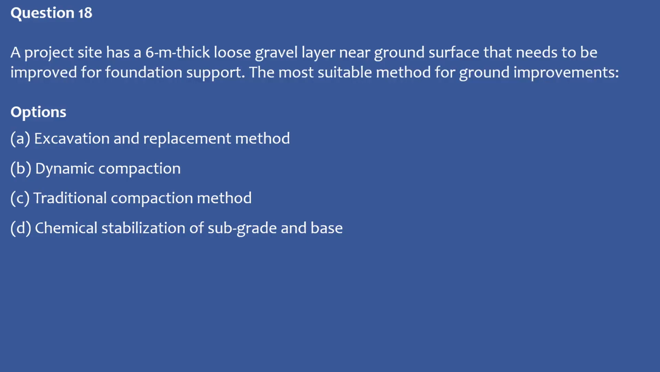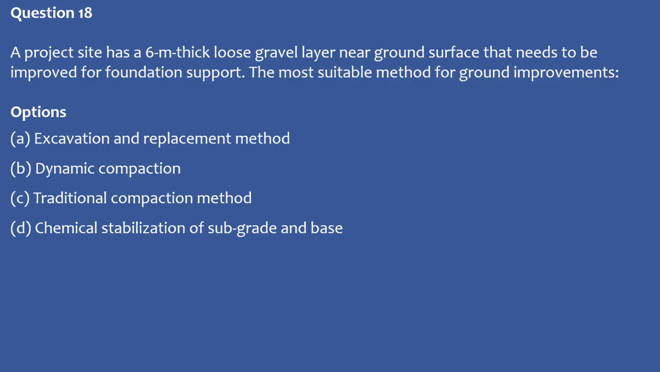Then let's move to question number 18. A project site has a 6-meter thick loose gravel layer near the ground surface that needs to be improved for foundation support. The most suitable method for ground improvement? Which ground improvement technique would you suggest for a project site which has a 6-meter thick loose gravel layer near the ground surface that needs to be improved for foundation support?